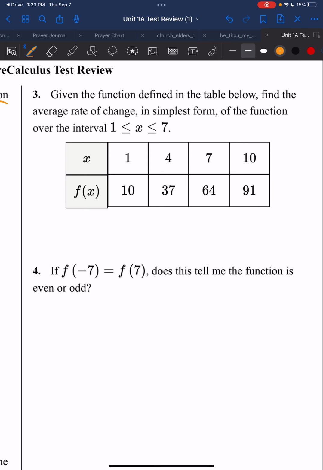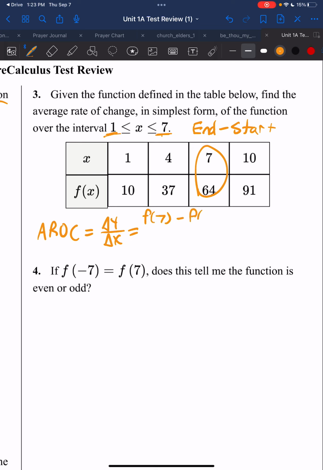Next, given the function is defined in the table below, find the average rate of change again. So it gives us an interval here, 1 and 7. I'm just going to do the same thing. Average rate of change, let's go to delta y over delta x. So remember, you can do it either way as long as you're consistent, but I usually do end minus start. So the end here is 7, so f of 7 minus f of 1.